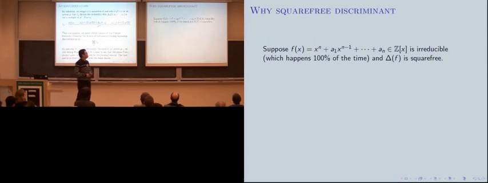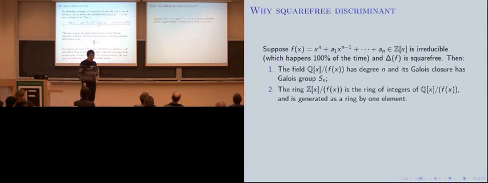Okay, some motivations about why people care about square-free discriminant. I mean, this is a number theory audience. I don't really need to say much about this. If you take an irreducible polynomial with square-free discriminant, then two very nice properties hold. The first is if you look at the field generated by f, this degree n field, then the Galois closure has Galois group Sn, the full symmetric group.